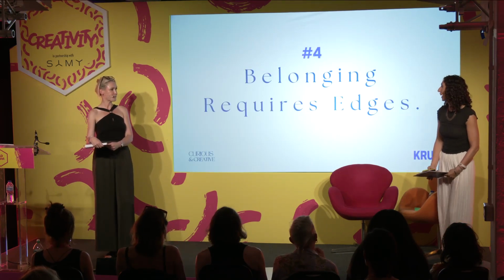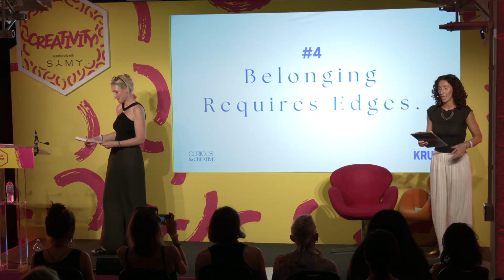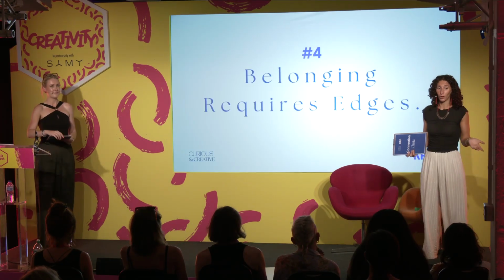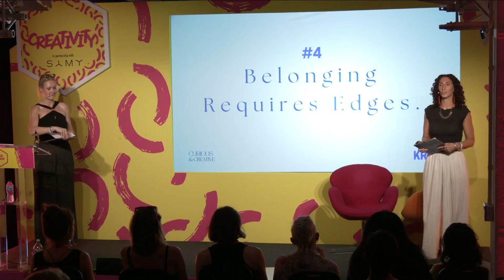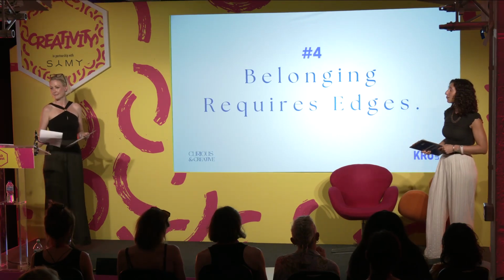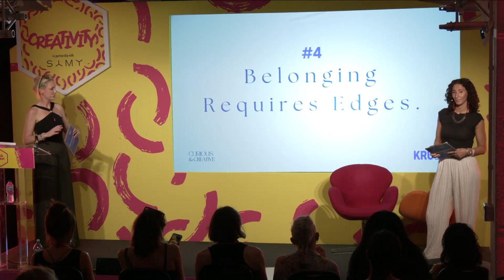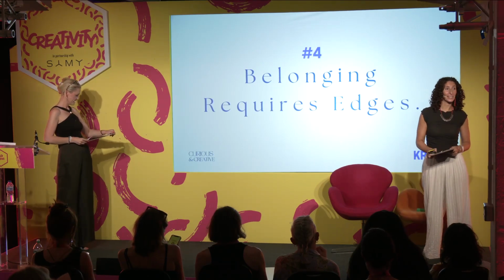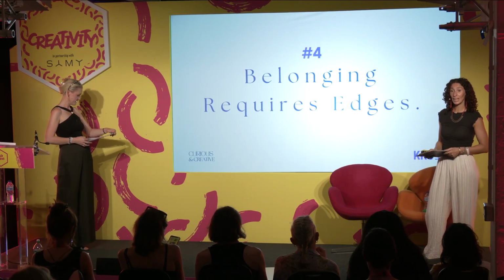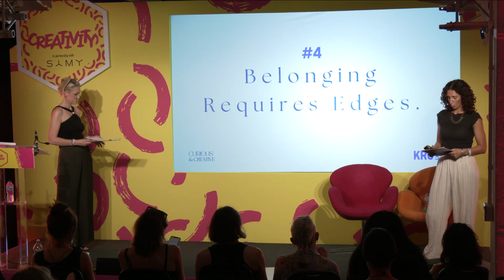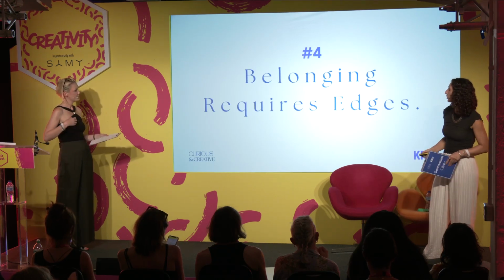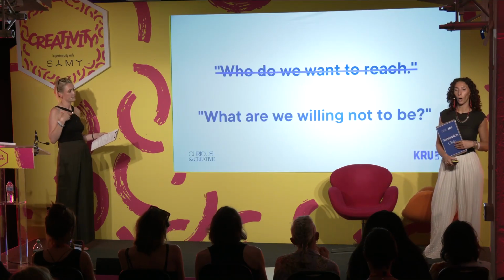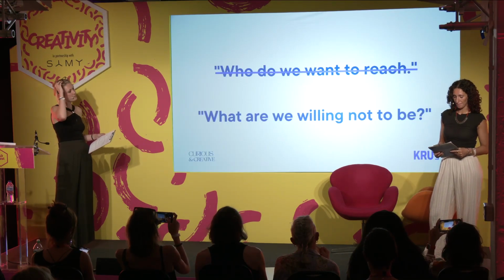Okay. So the last condition for building community is that belonging requires edges. Now, not everyone should belong to your community, and not everybody needs to. A community requires a shared identity, and a shared identity, well, it has edges. Now, if your potential audience is going to be everyone, as the saying goes, you'll end up resonating with no one. So the starting question isn't, who do we want to reach? Instead, it should be, what are we willing not to be?